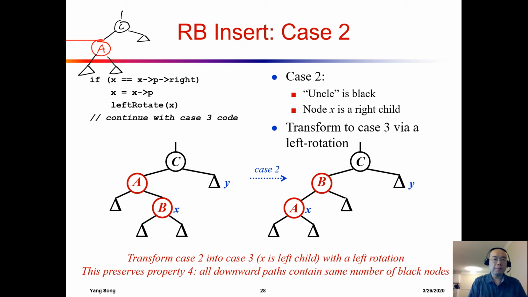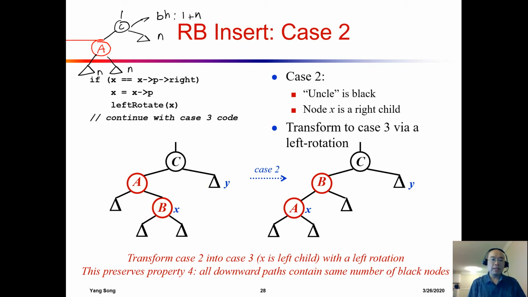At this time, C is the first black node, and all the little triangles have black height n. This means C has black height 1 plus n. It is guaranteed. All the little triangles are black nodes, and they all have the same black height.